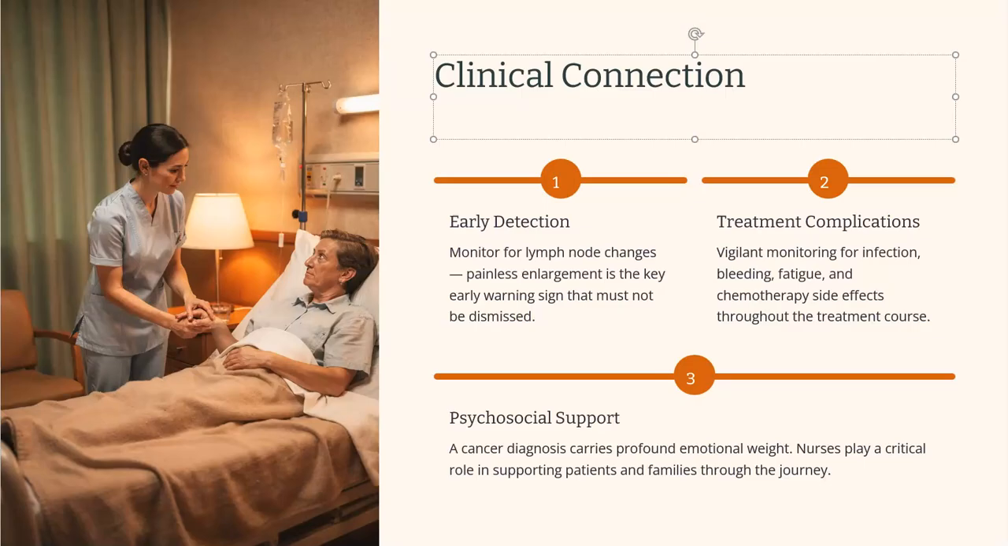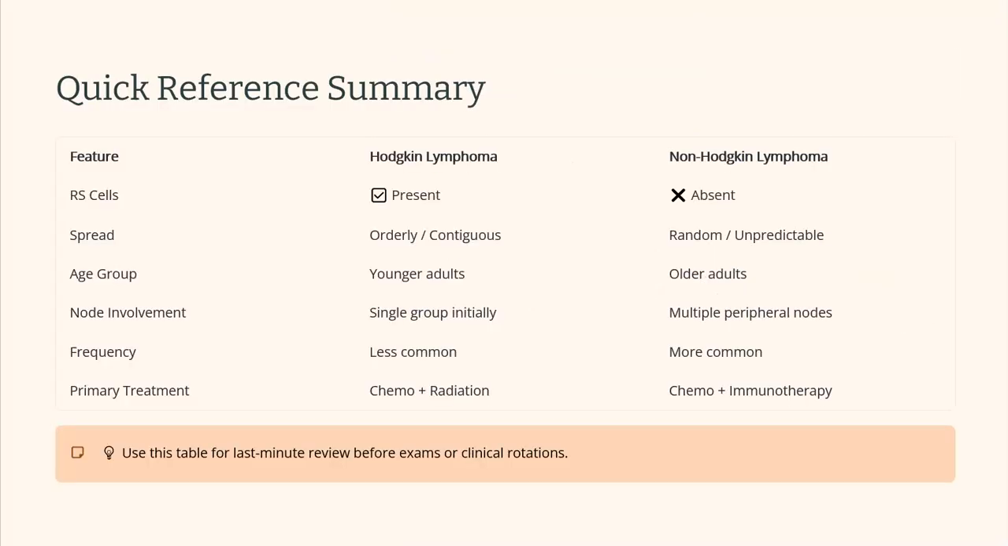So some clinical considerations. Early detection is important. So monitor for lymph node changes, especially a painless enlargement. That's a key first sign that we'll see. For treatment of complications, we're monitoring for infection, bleeding, fatigue, and chemo side effects throughout the course of treatment. And then we need to be sure we're providing psychosocial support for the patient. This slide's a nice comparison slide that lets you look at the difference between Hodgkin lymphoma and non-Hodgkin lymphoma.